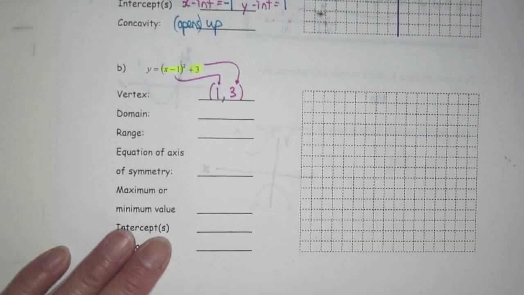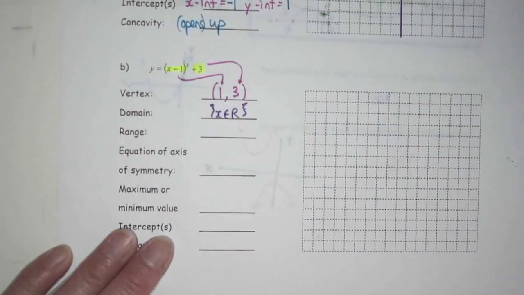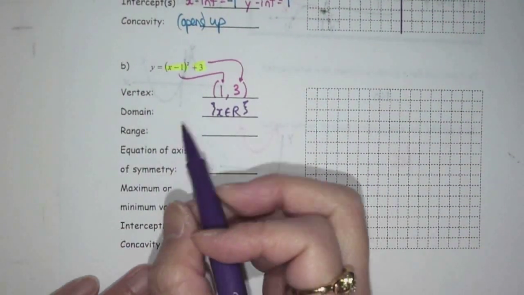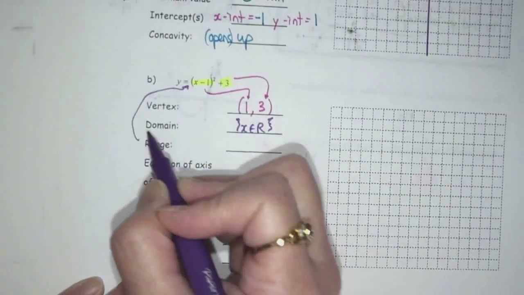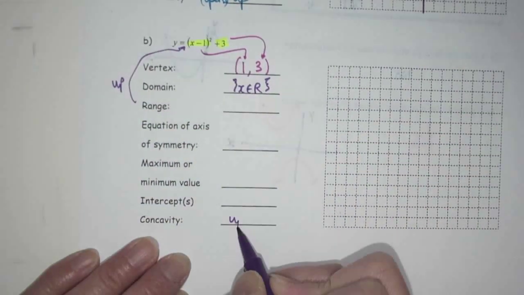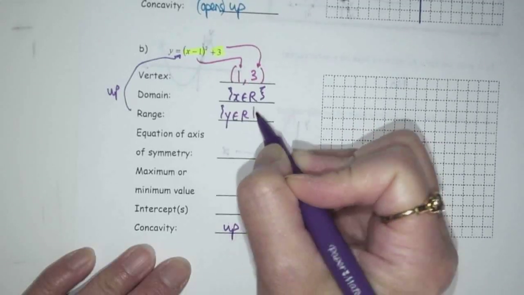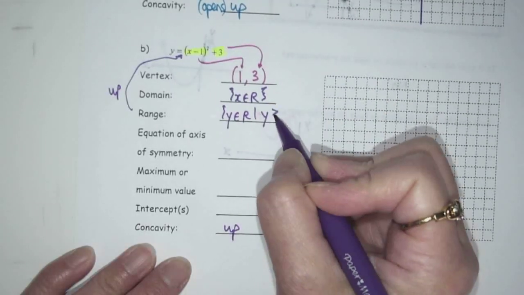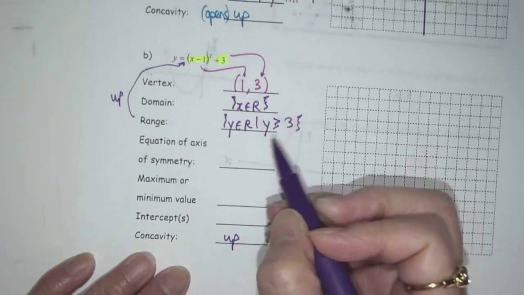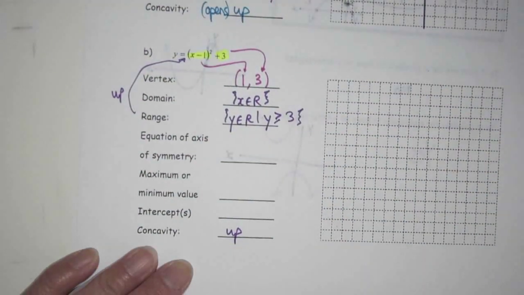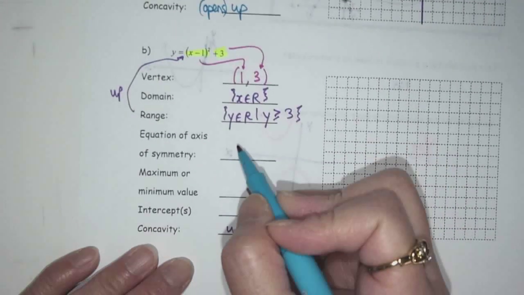The domain is always, always, always for every parabola going to be x is an element of the reals. So we don't have to worry about that too much. And then the range depends on if it opens up or down. So take a look here. It opens up, so concavity is up. That means it's heading up. So it's going to be from the y value. Take the y value here, and it's heading up from the 3, greater than or equal to 3. So 3 and bigger.